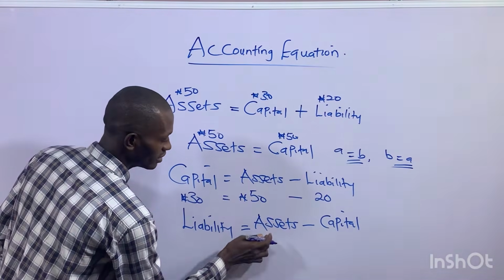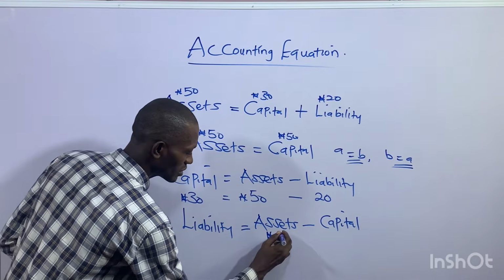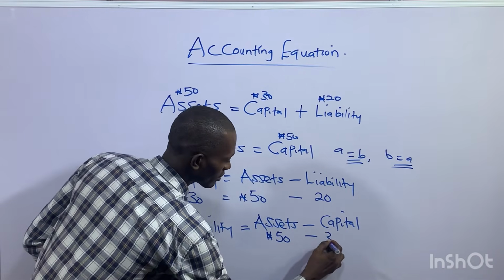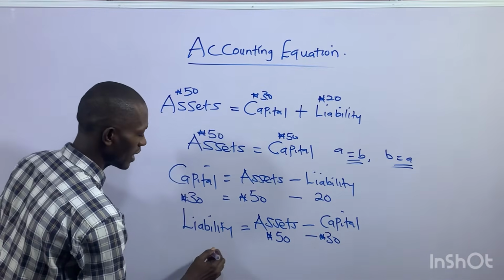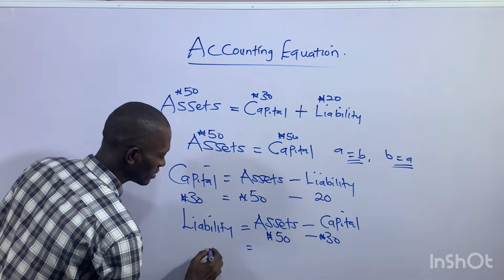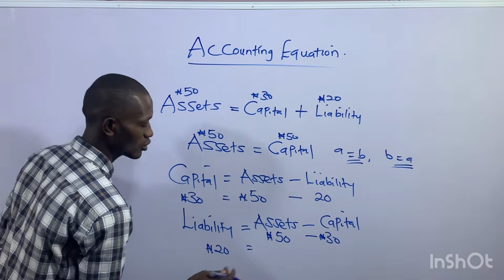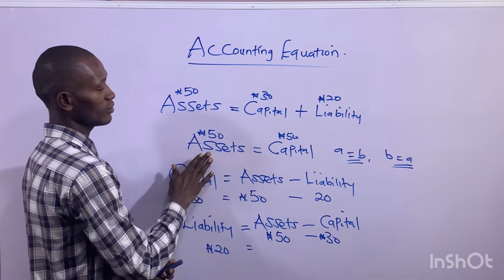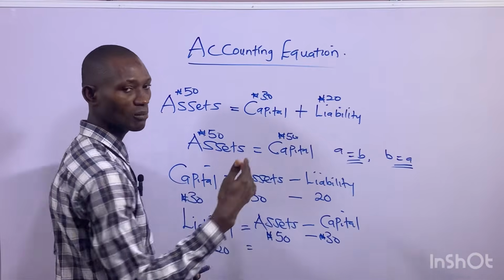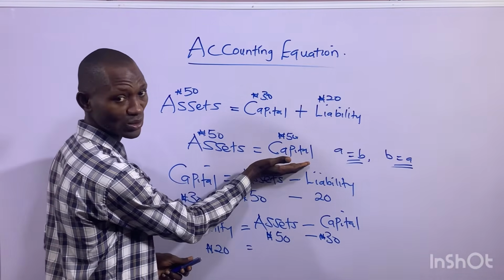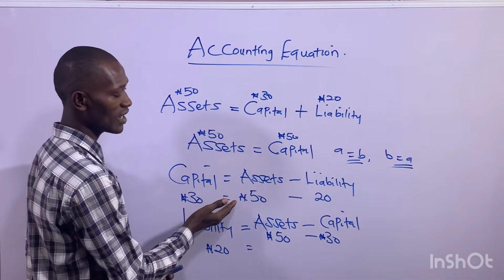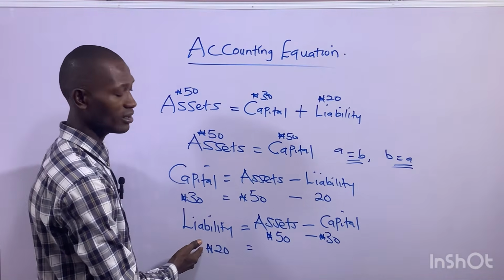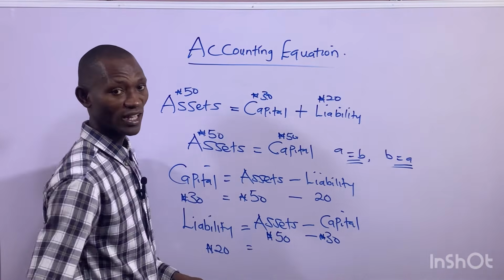So here, the asset is 50, like we talked about. Then you have capital. Capital is 30. Then you have the liability. That means 50 minus 30. That gives you 20. So 50 minus 20 gives you 30. So to determine your assets, you have capital plus liability. But in most cases, it could be just capital. And to determine your capital, you have your assets minus liability. And for you to determine your liability, that's assets minus capital.